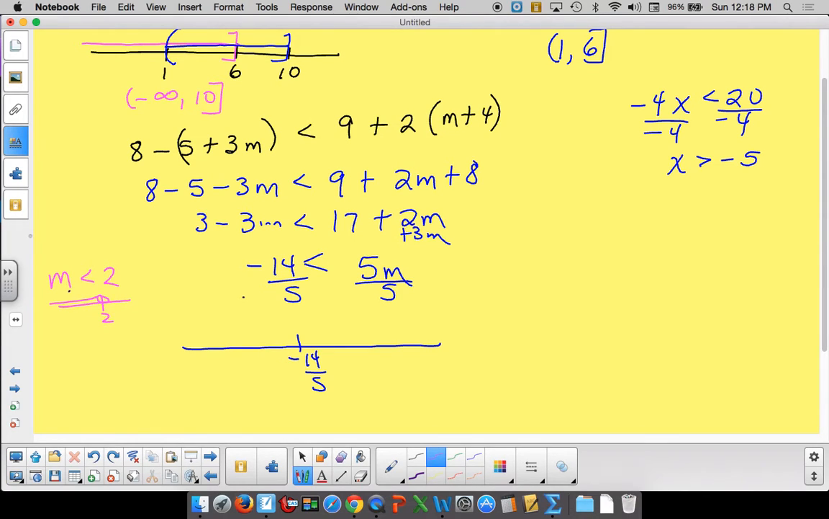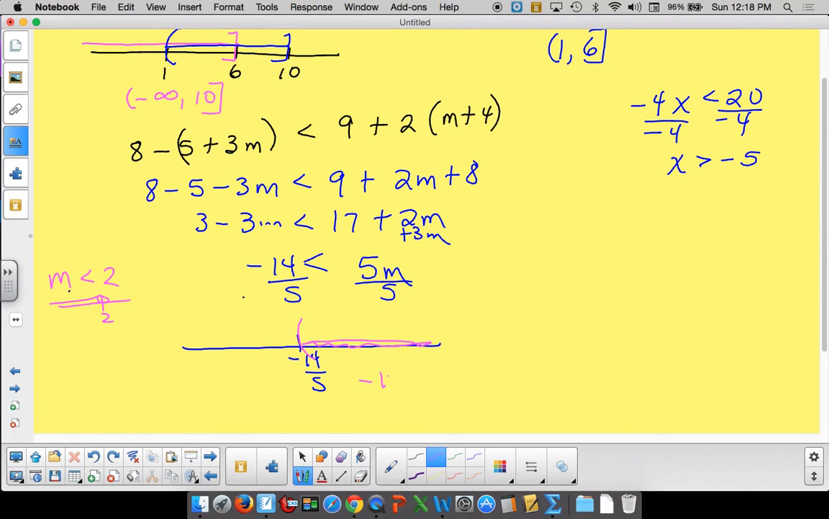But in this case, m is on the right, so we need to shade the opposite direction, so we need to go upward to shade this. But we're going to do interval notation, so the question is, should I use a bracket or parenthesis for the 14/5? Well, it's not equal to, so it would be a parenthesis. Now you can write your answer in interval notation really easily.